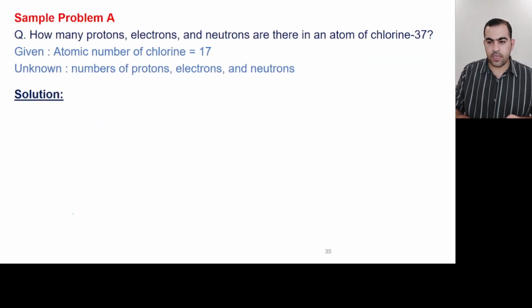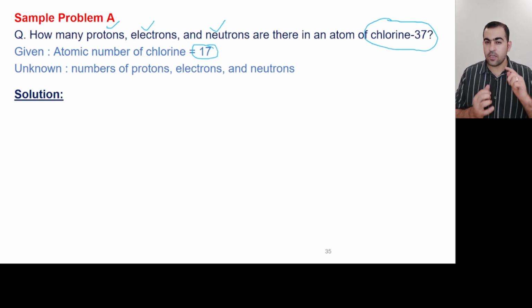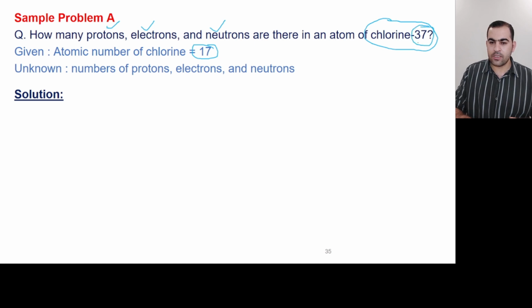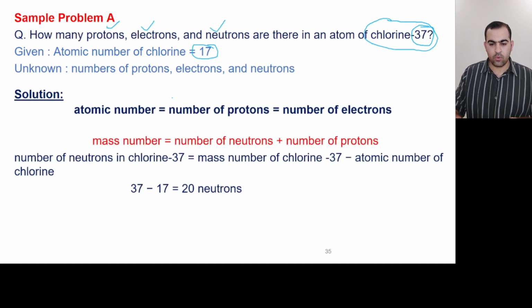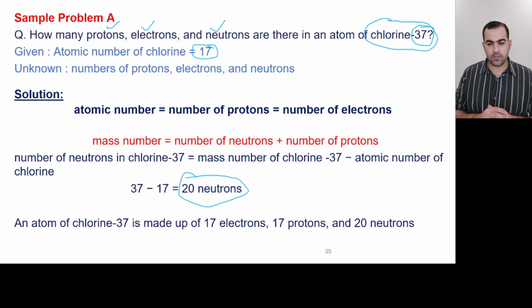Now the same kind of question: chlorine 37. I will tell you to find the protons, electrons, and neutrons number. Atomic number is 17, which means protons number 17, electrons number 17. What is the neutrons number? I know this number is the mass number, so 37 minus 17 equals 20. So neutrons number equals 20.